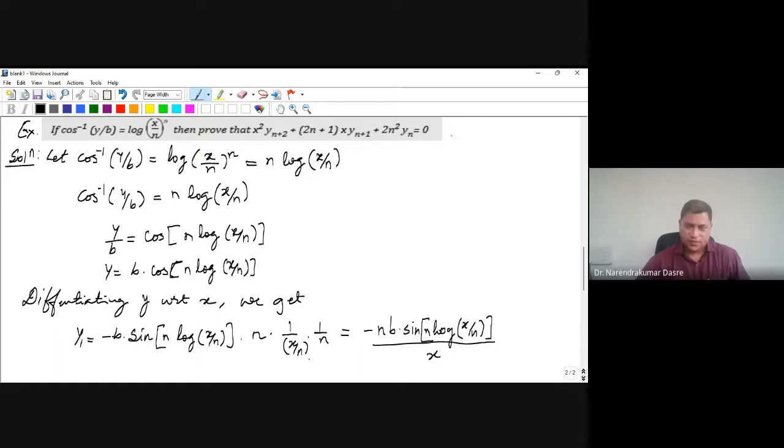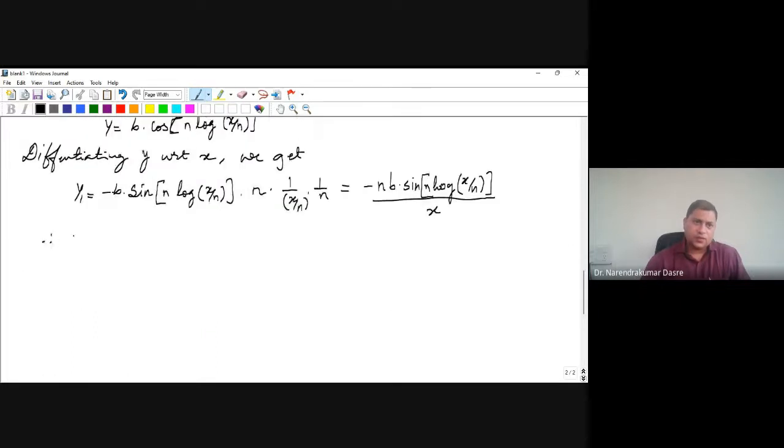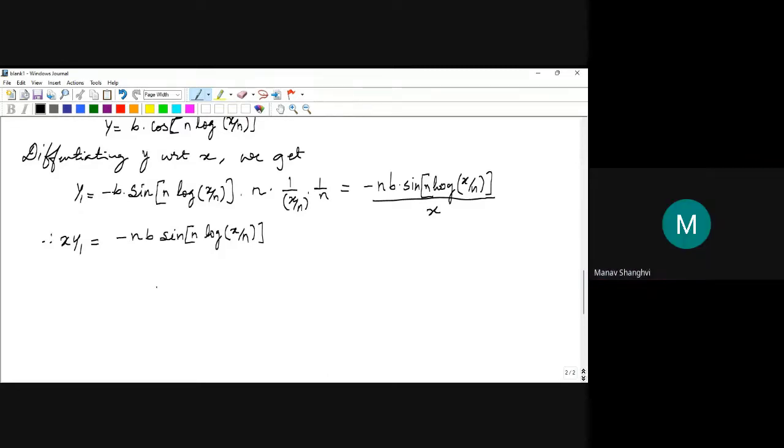Now see, we can simplify this and write x into y1 is equal to minus nb, and we have the term sine of n log of x by n. Is that okay?